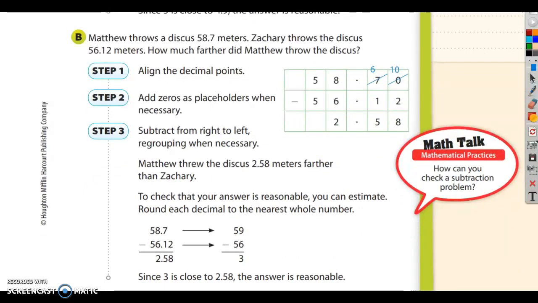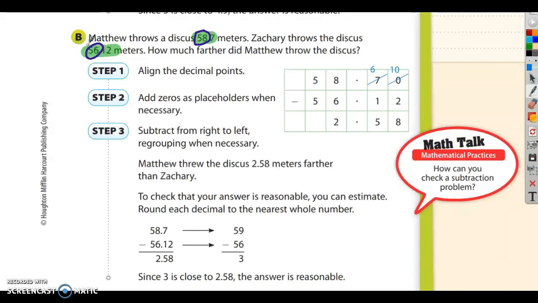Matthew throws a discus 58 and 7/10 meters. Zachary throws a discus 56 and 12/100. How much farther did Matthew throw the discus? Now, you don't line these up based on which one's longer. You line them up based on which one has the bigger value. And since 58 is bigger than 56, we're going to put 58 as our top value.